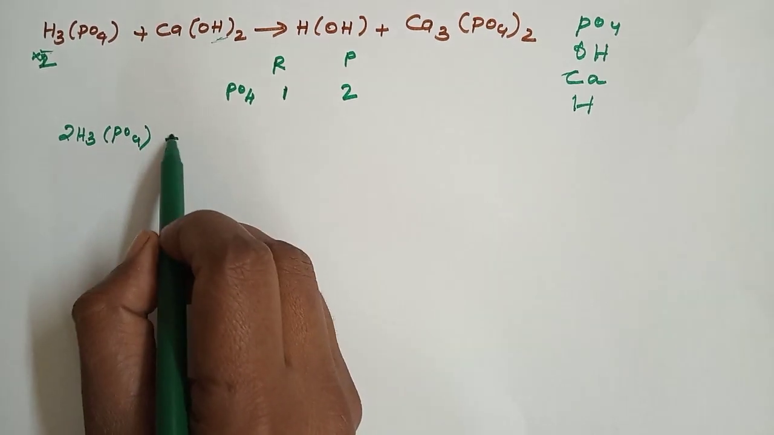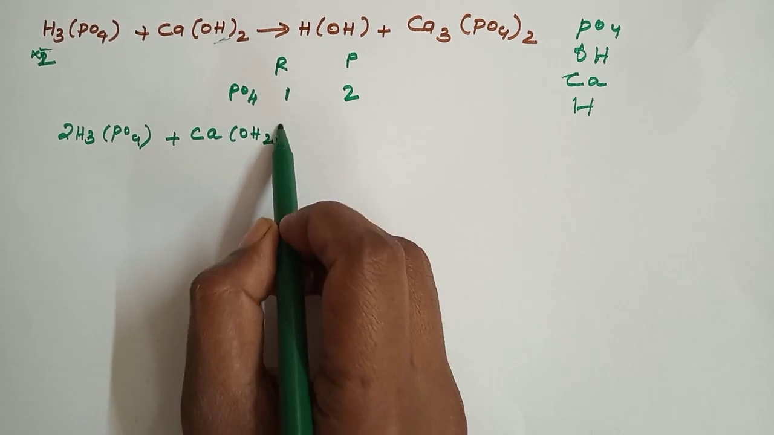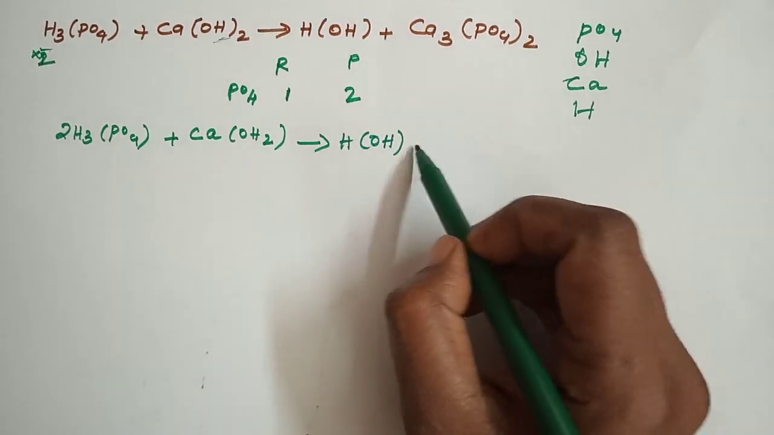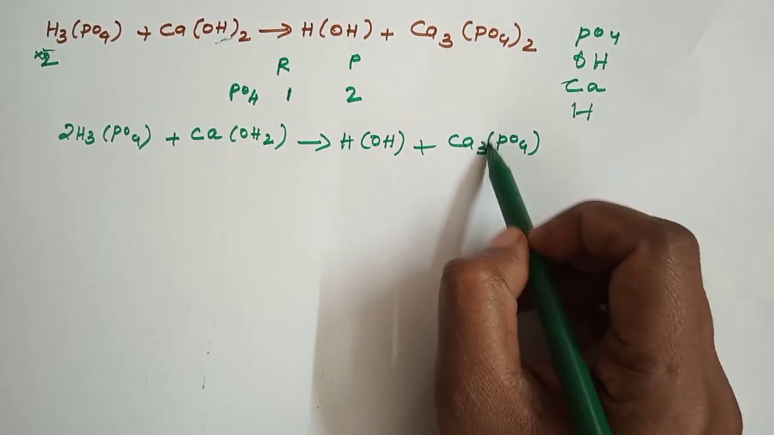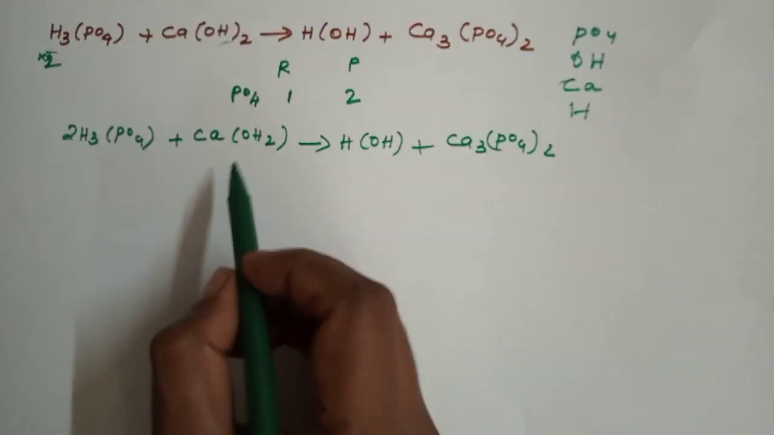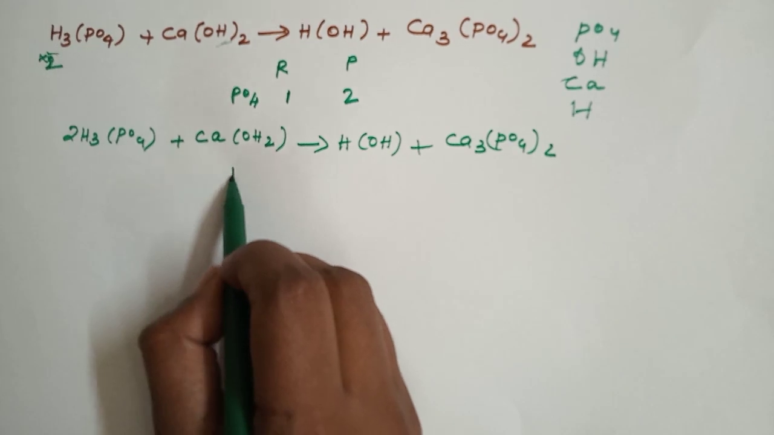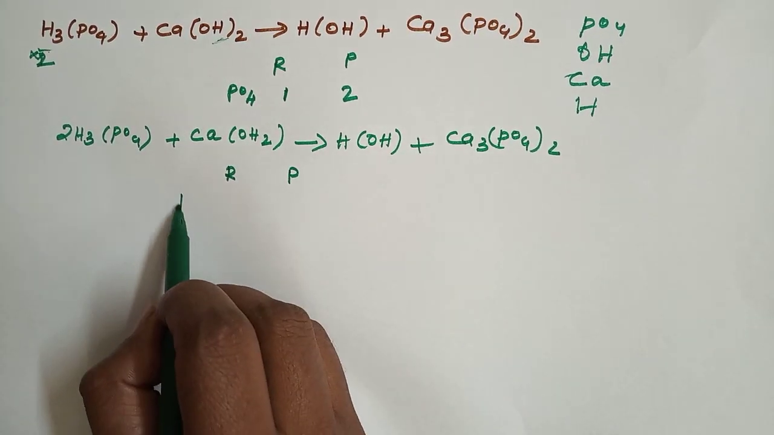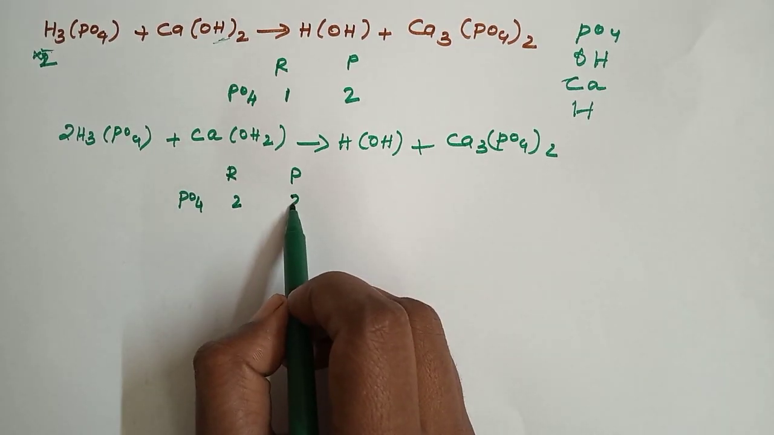2H3PO4 plus CaOH2 gives HOH plus Ca3PO4 2. Understood? So once again we have to check it. Okay. Reactant side, product side. Reactant side, PO4, how many do we have now? 2. Here on the product side, 2.